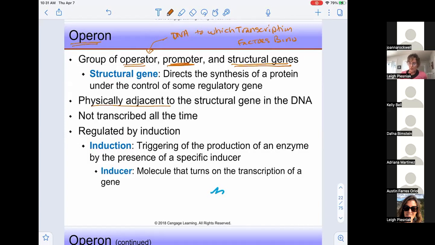So operons are not transcribed all the time. If something is transcribed all the time, we say it's constitutively expressed. So constitutive genes are always expressed. An operon would not be constitutive. And so they're regulated by induction.